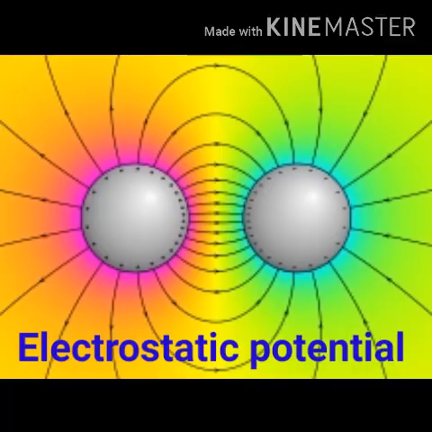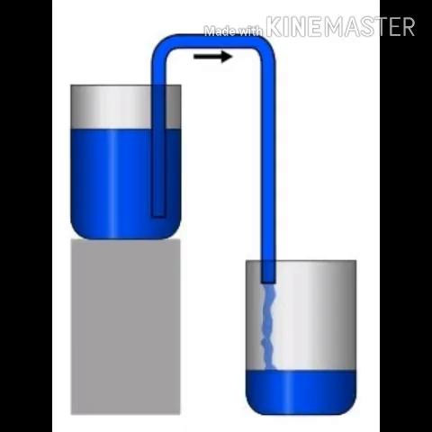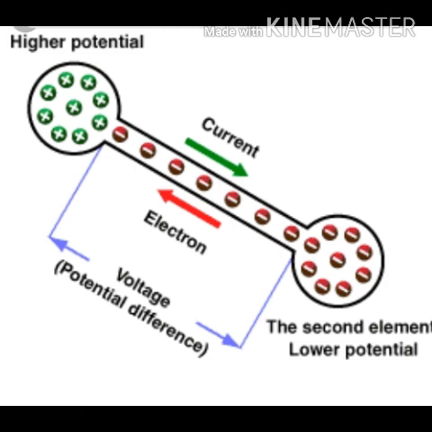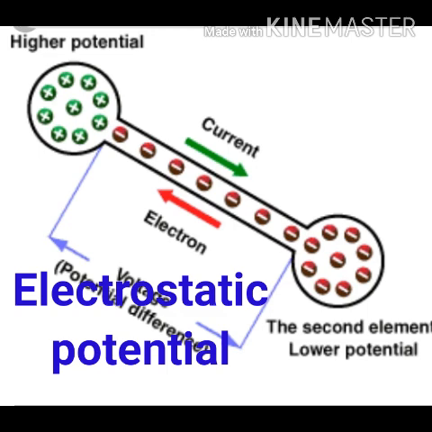Electrostatic potential. All of you know that water or a liquid flows from a higher level to a lower level. Heat always flows from a body at higher temperature to a body at lower temperature. Similarly, there is a tendency of the positive charge to flow from a point of higher electric level to a point of lower electric level. This electric level deciding the direction of flow of electric charge is called electrostatic potential.